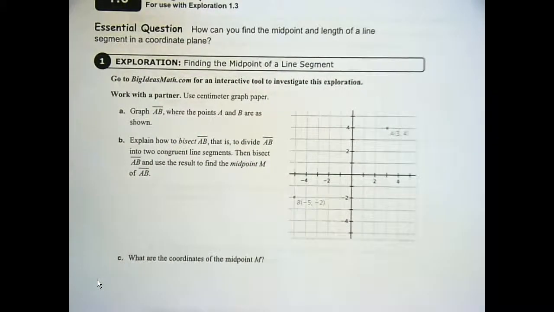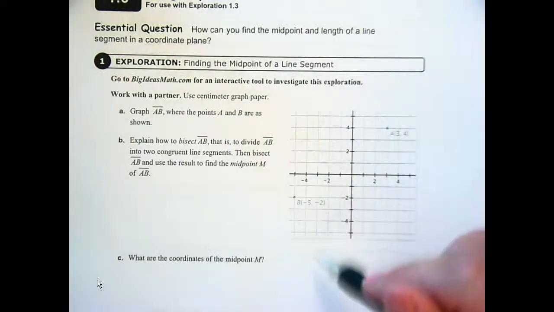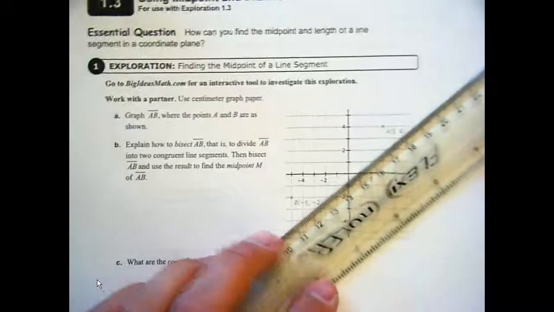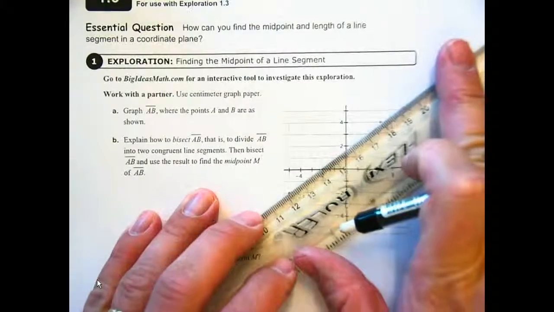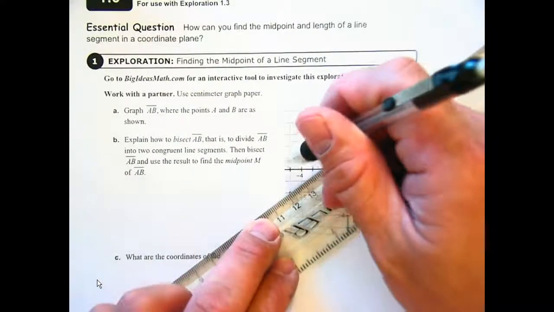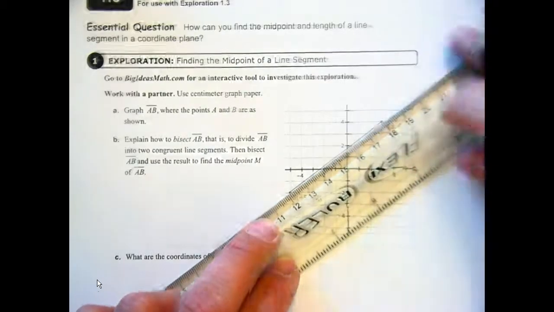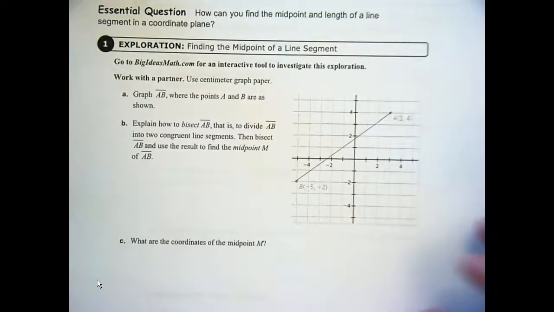So graph AB where points A and B are shown. All right. Explain how to bisect AB so that it is divided into two congruent segments. Any ideas? No ideas? Alex? So you just basically find the center of the line and then you just split it in half. Okay, find the center of the line. How many of you tried to find the center of the line? How'd you do that?